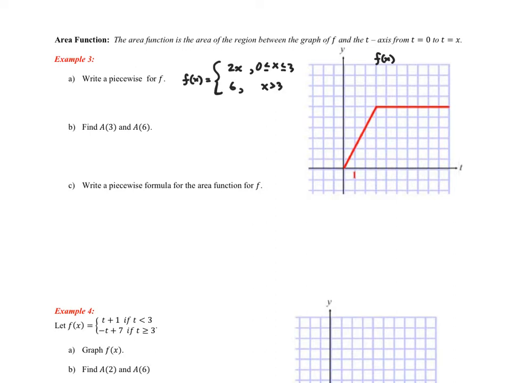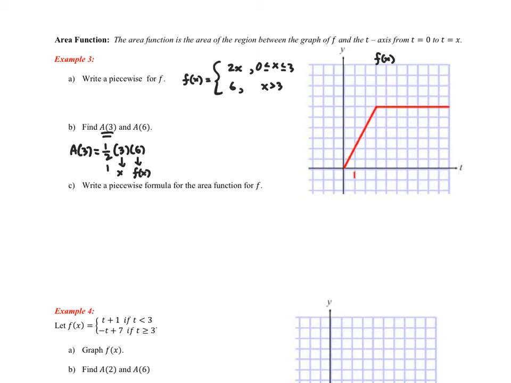Okay, so let's find the area, a of 3. What that means is the area accumulated from the starting point x equals 0 up to 3. You'll see that we've got this triangular space here. So a of 3 is just the area of a triangle: 1/2 the base, which is 3, which was our x value, times the height, which was 6, which is our y value.